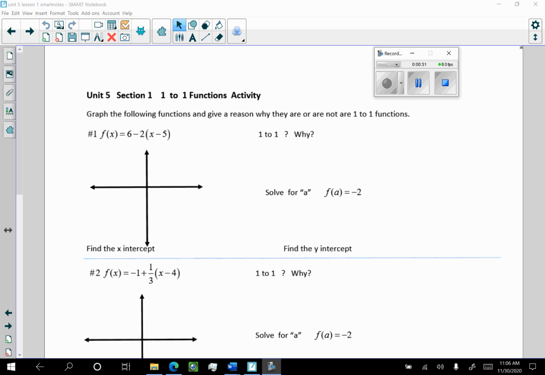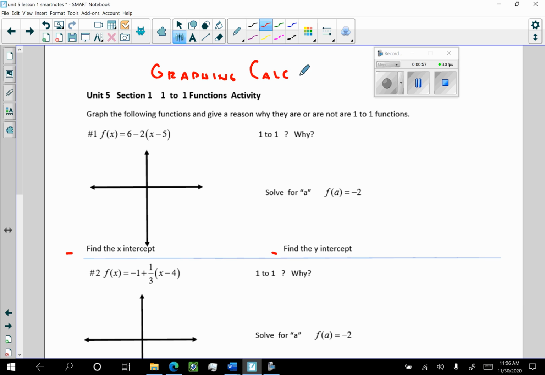For us today, we have this linear function f of x is equal to 6 minus 2 times quantity x minus 5. Is it 1 to 1? I'm going to find out what x value maps to -2. I'm going to find the x-intercept and y-intercept. Keep in mind graphing calculators are allowed on this assignment, and they're going to be needed down the road. You want to definitely use them.